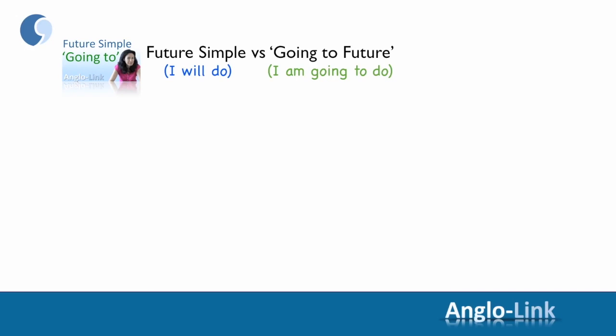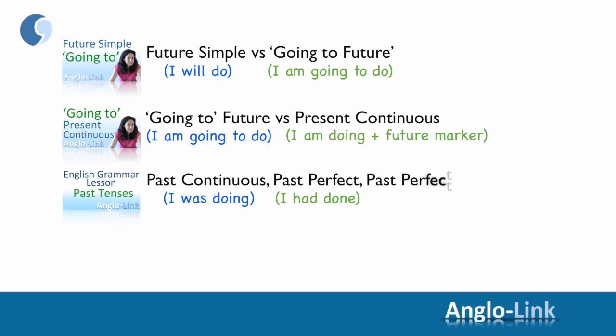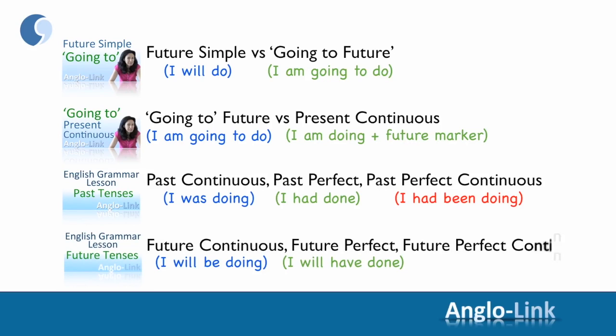We looked at the difference between I will do and I am going to do. And in the following video, we looked at the difference between I am going to do and I'm doing with a future time marker. In the 8th video, we looked at all the past tenses. I was doing, I had done, and I had been doing. And finally, we looked at all the future tenses. I will be doing, I will have done, and I will have been doing.